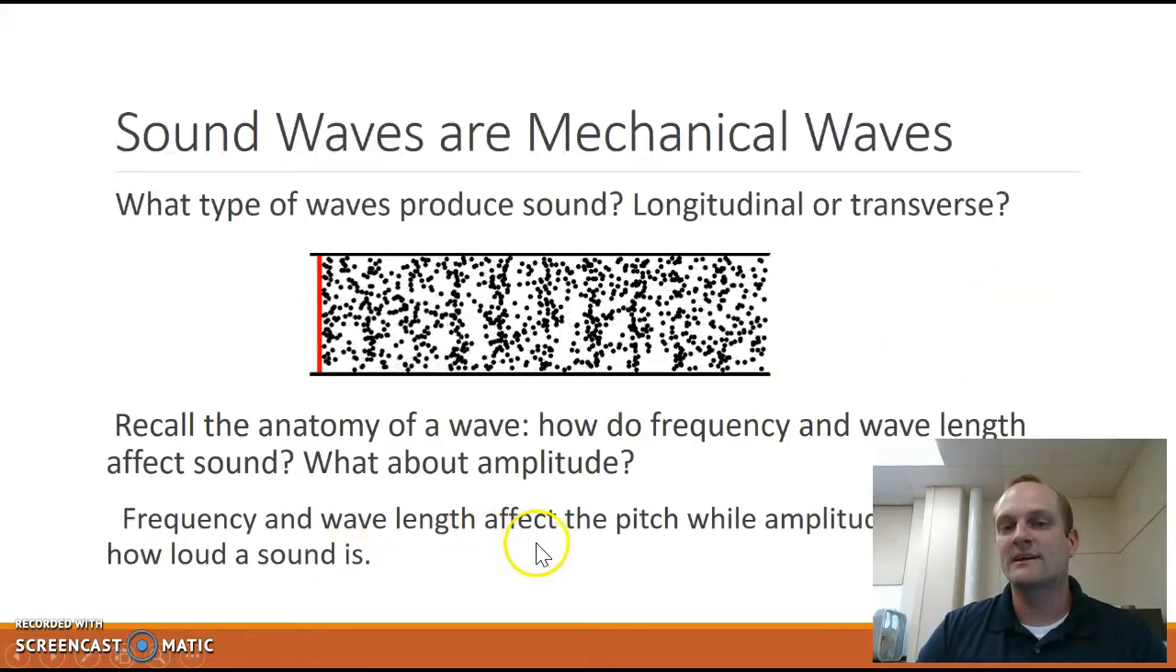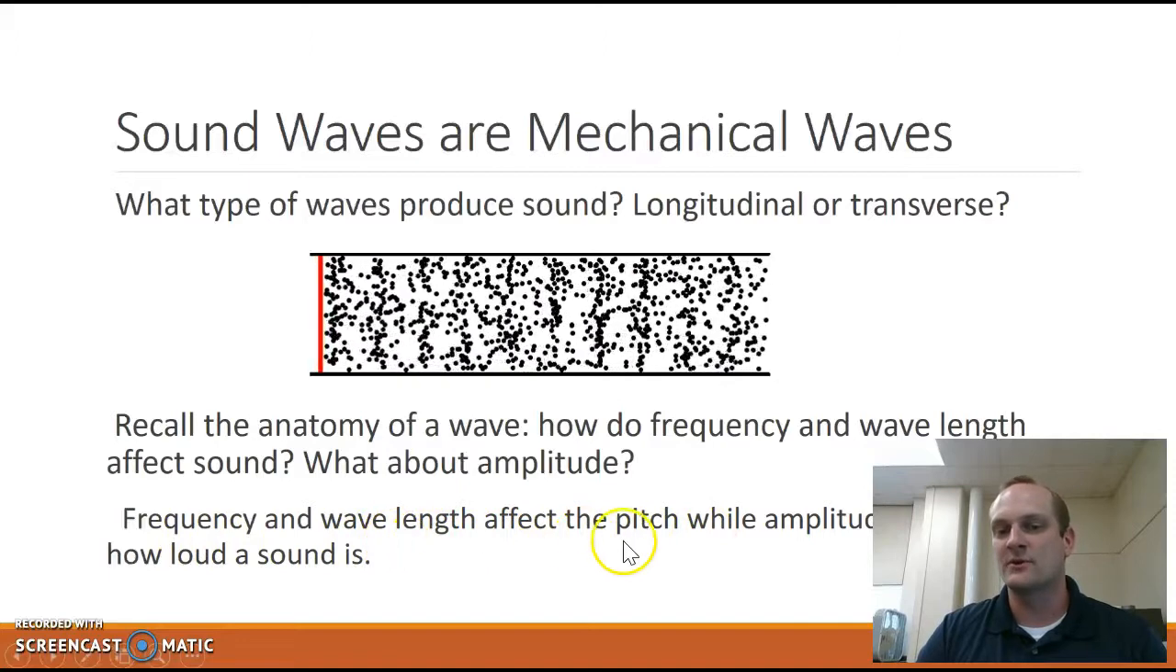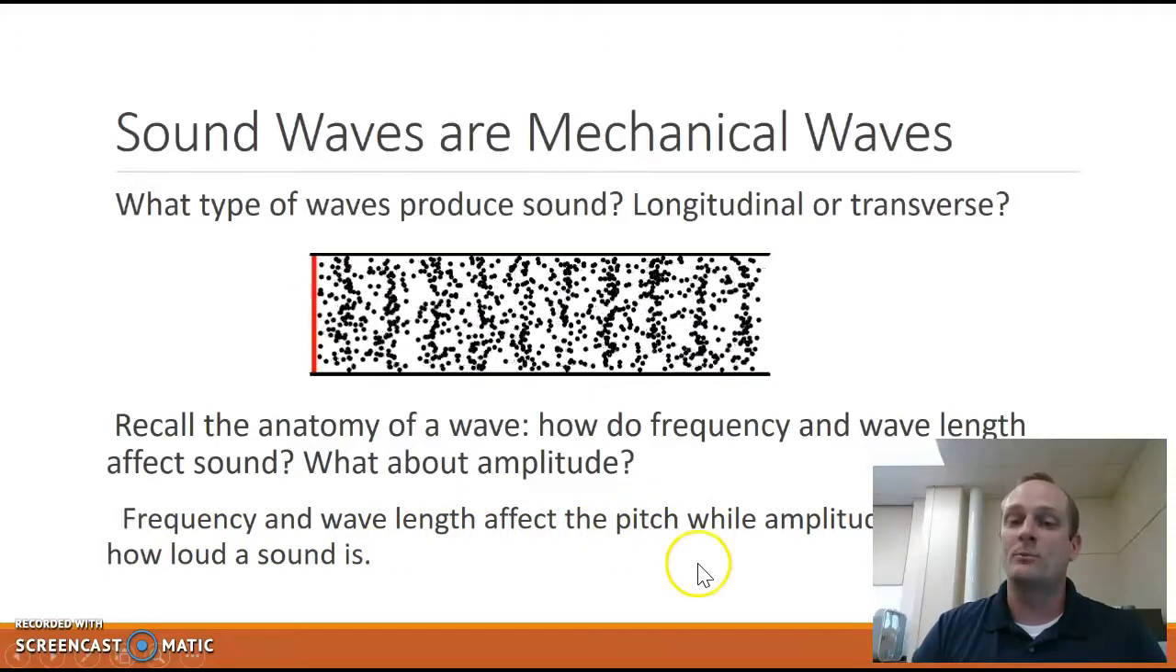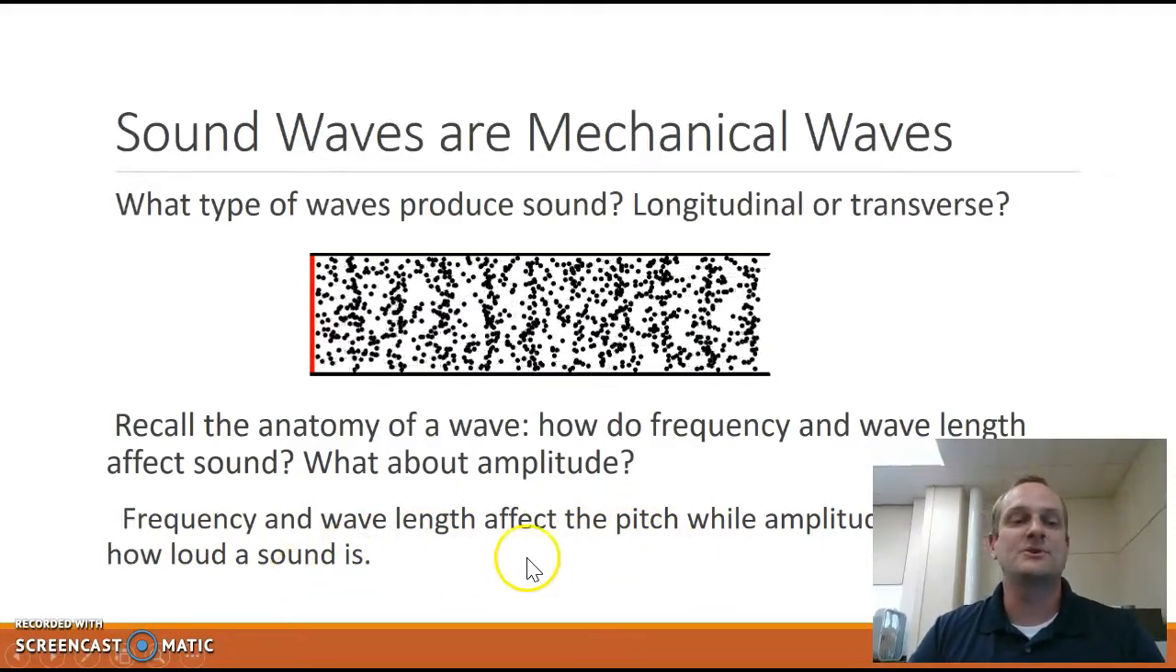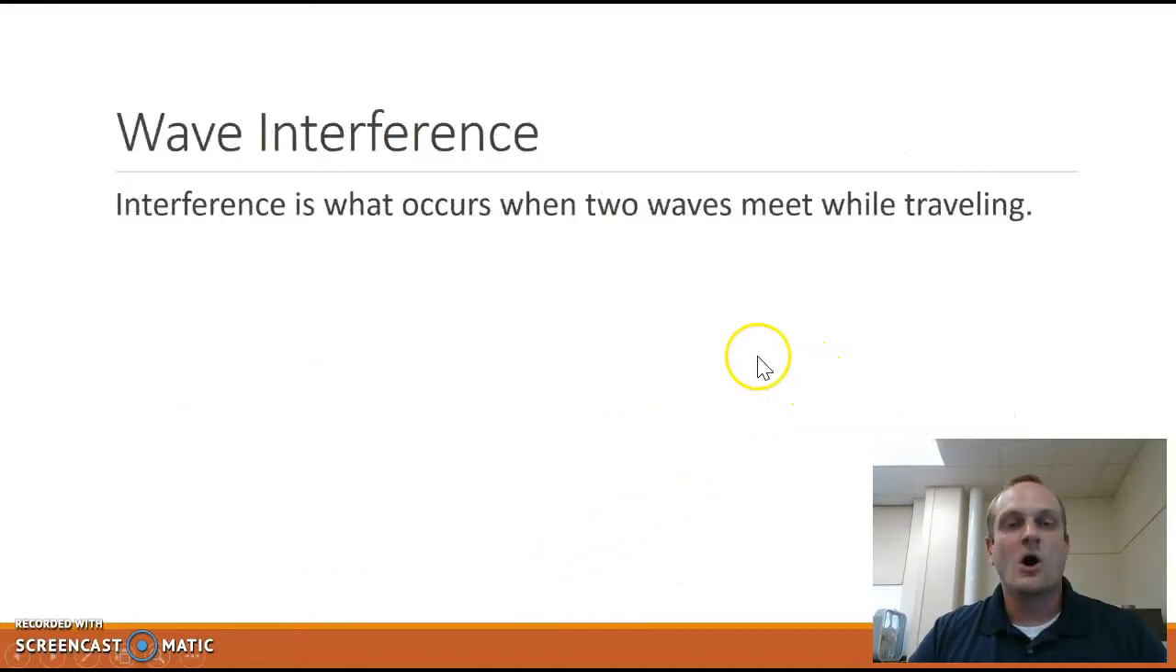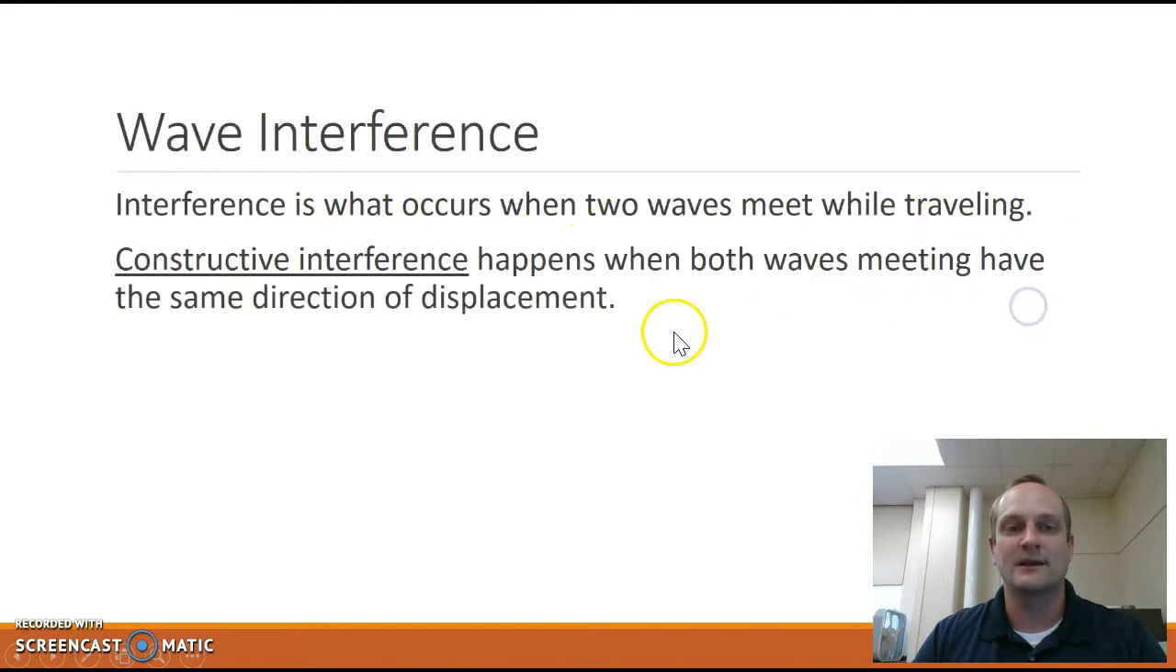So frequency and wavelength both affect the pitch. As one goes up, the other goes down, and that's how high or how low pitched a sound wave is. Whereas amplitude is going to affect the volume. Okay, so let's talk about wave interference. Interference is what occurs when two waves meet while traveling.